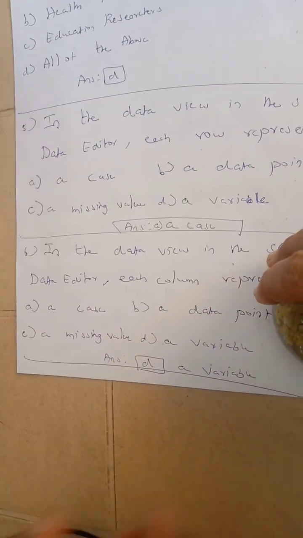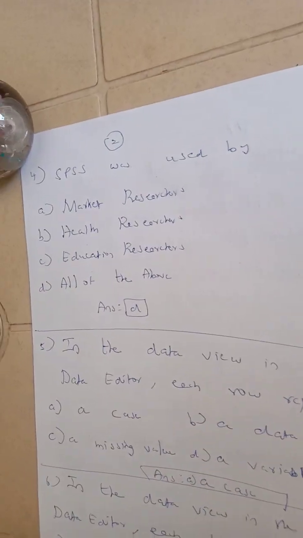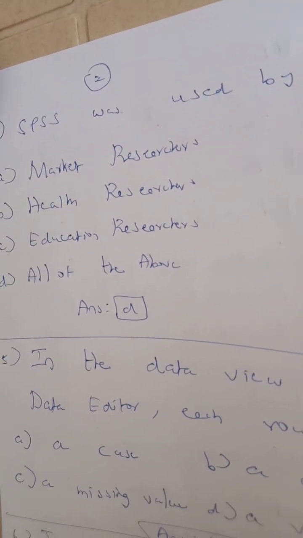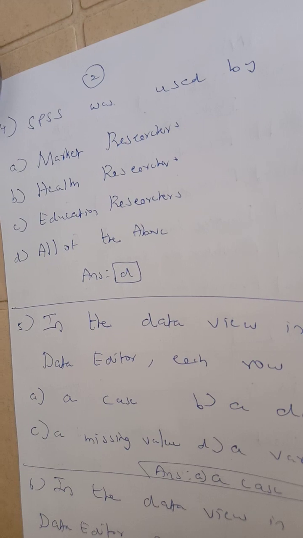Question number 4. SPSS was used by option A market researchers, option B health researchers, option C education researchers, option D all of the above. Here correct answer is option D all of the above.